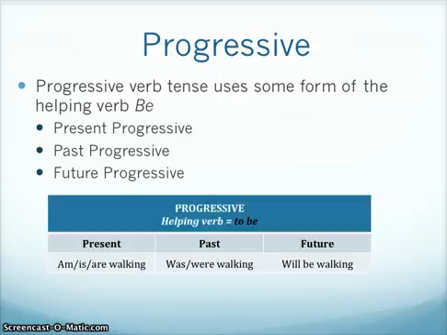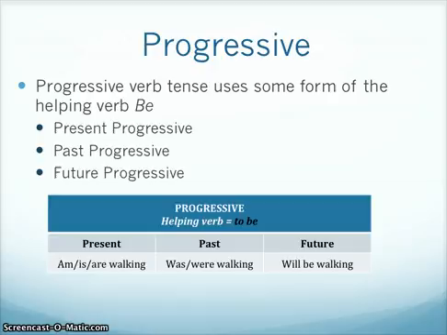So the category will be the progressive category. It's going to use some form of the verb to be. And so present progressive would be am if you're talking first person, is if you are talking third person singular, or are if you are talking plural, walking. Past tense would be was if it's a singular subject, or were if it's a plural subject, walking. Future tense, will tell us future, be walking.